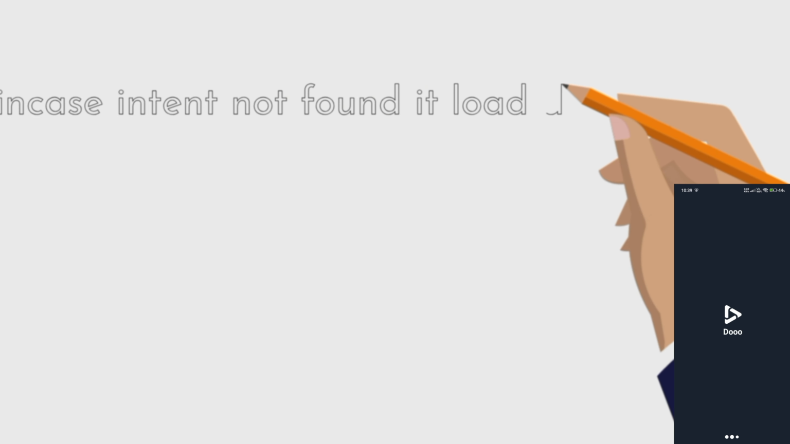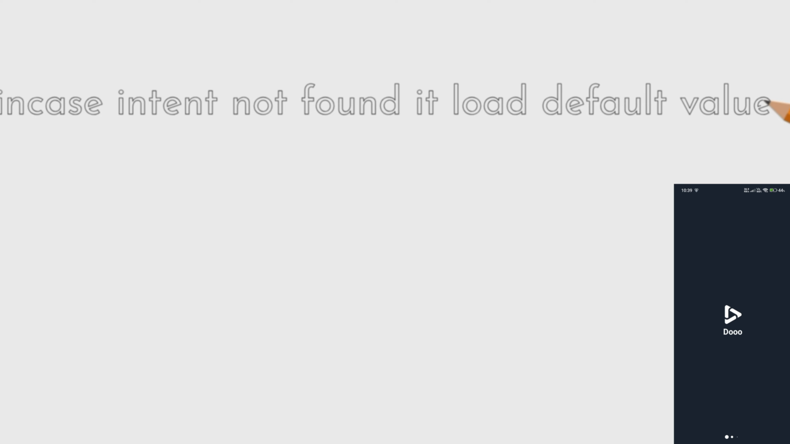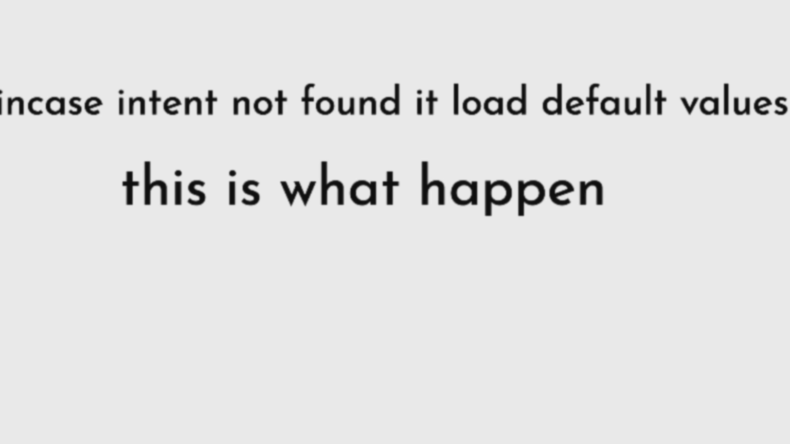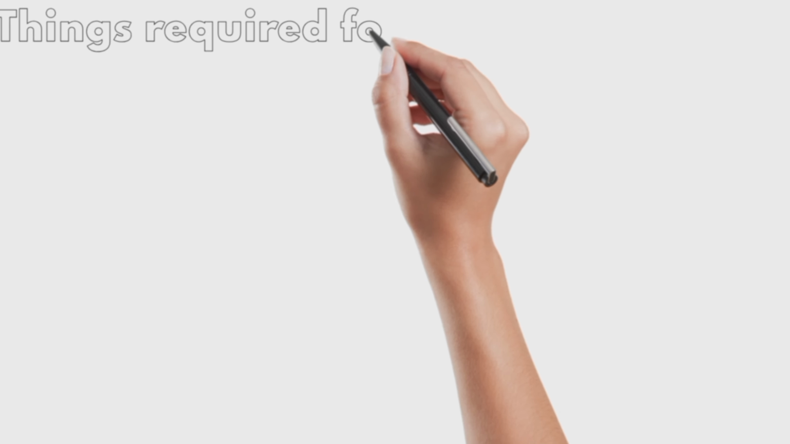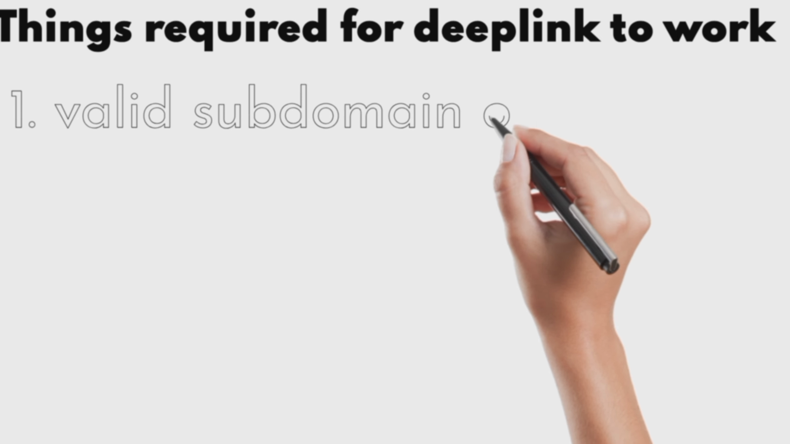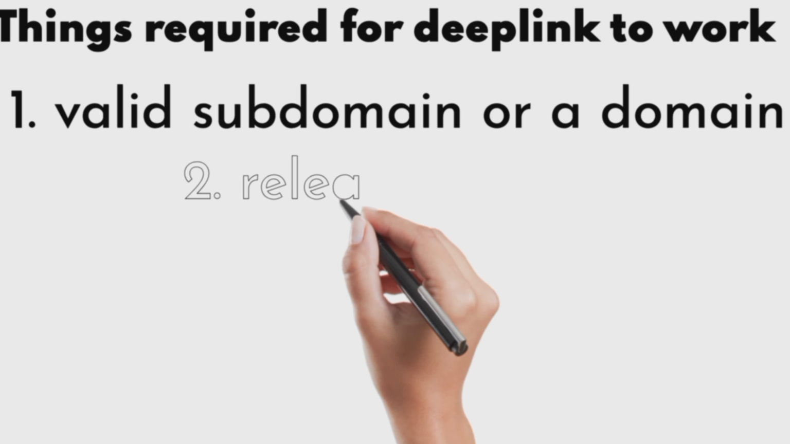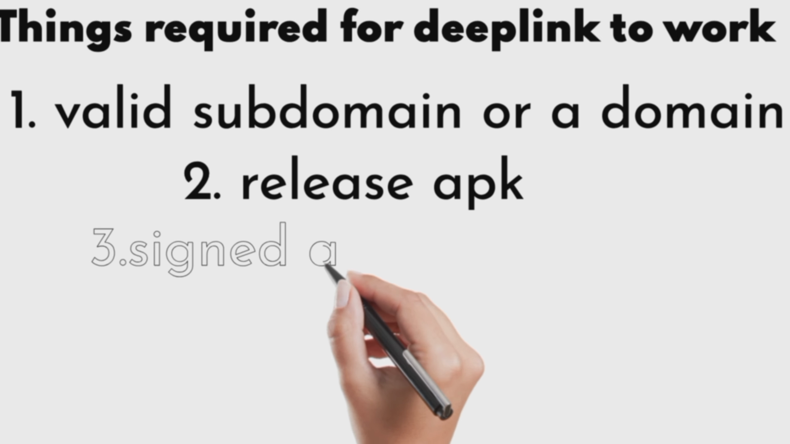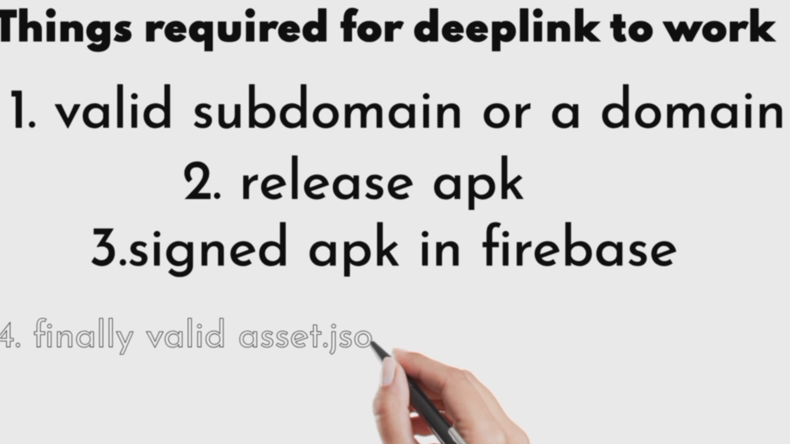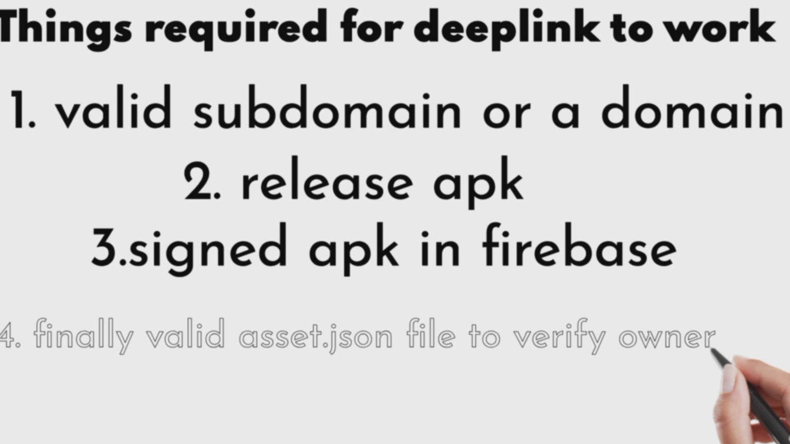In short, deep linking enables direct navigation to specific content within your app, rather than just launching the home screen. To make deep linking work, you need 4 things: a valid subdomain, a released APK, a signed APK with a SHA key, and an assetlinks.json file on your domain to verify ownership. Once you have these, you're ready to go.